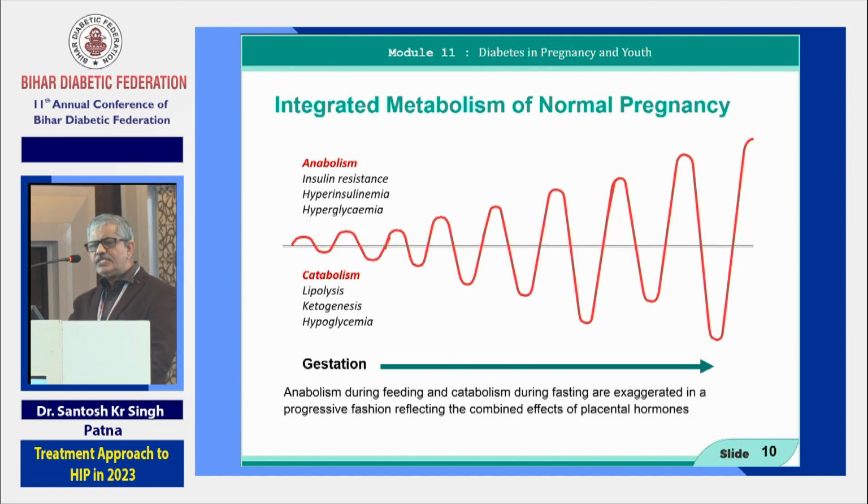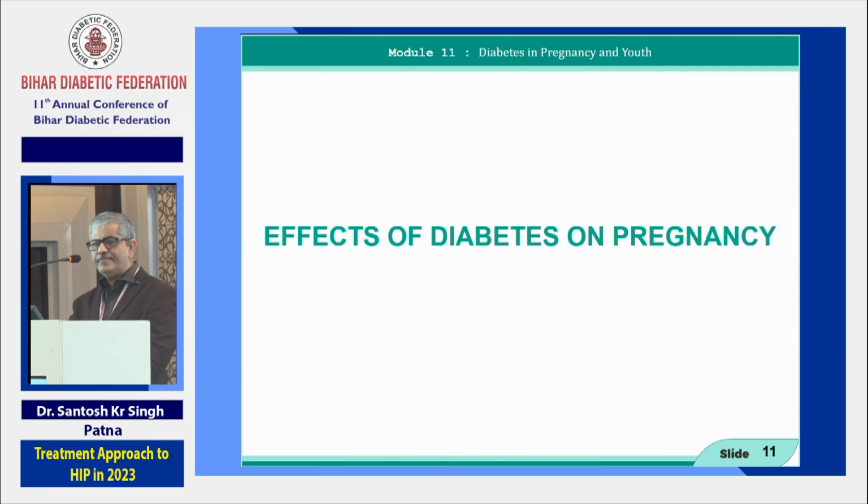This is again an interesting one: integrated metabolism, anabolism, insulin resistance, hyperinsulinemia, and that can lead to hyperglycemia. You remember that slide on accelerated starvation, and that is linked with lipolysis, ketogenesis, and hypoglycemia. And this is important because we look for ketones both for knowing the hyperglycemic milieu because of insulin deficiency, and also to know the ketone formation in a state of accelerated starvation because of lower intake of food. So both these things can lead to ketosis during pregnancy.